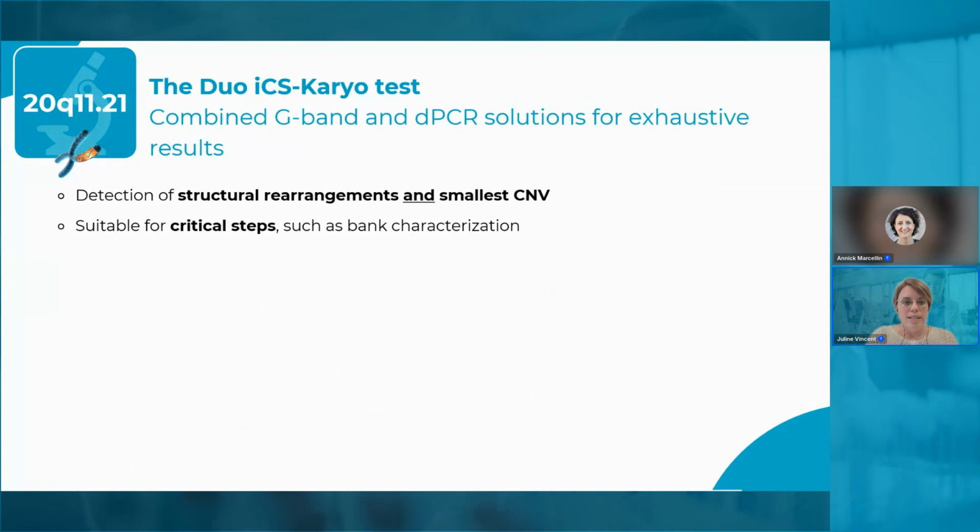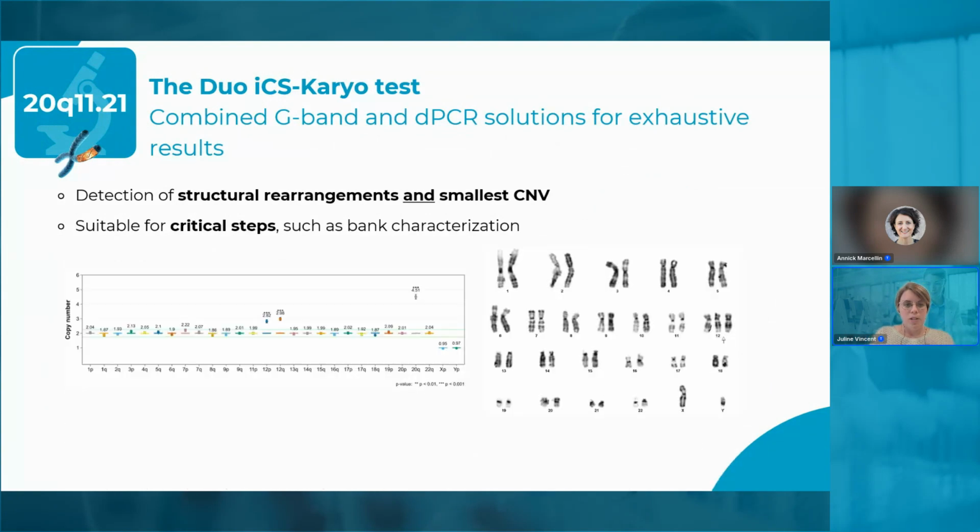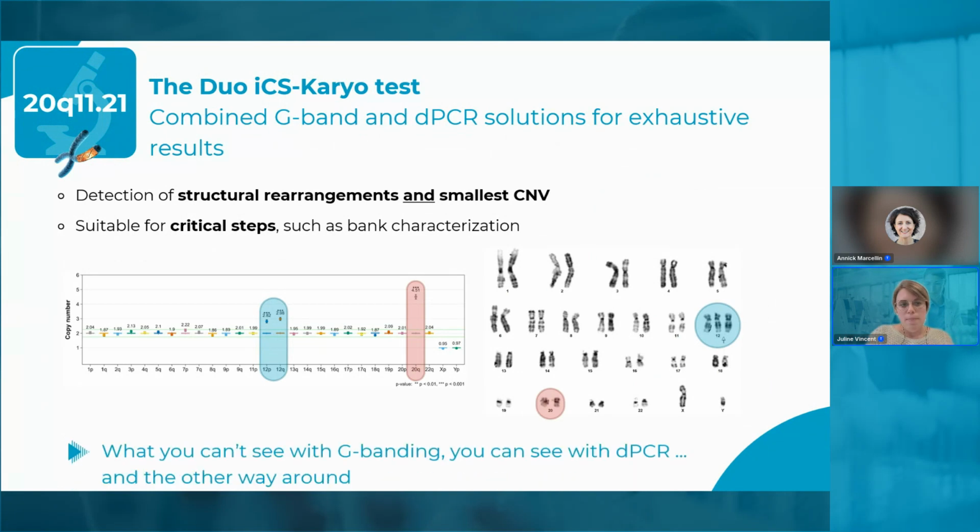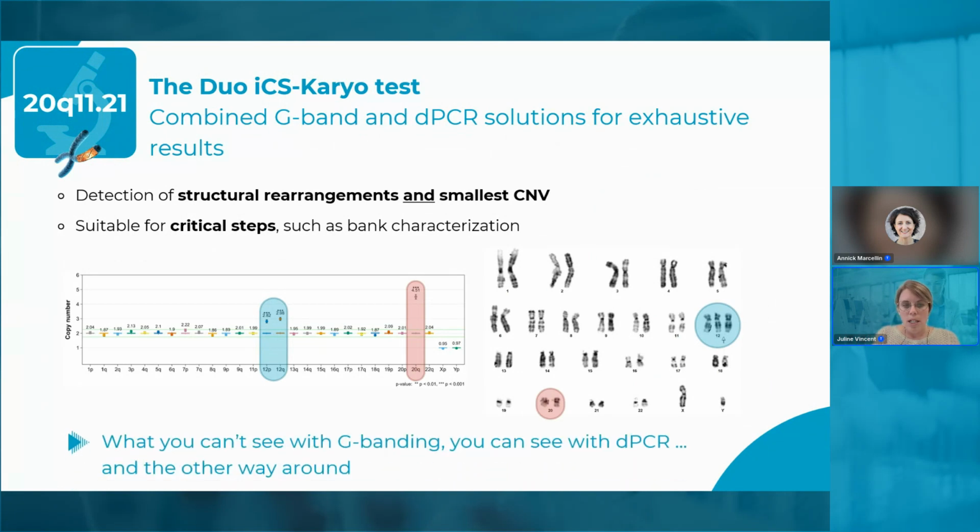Here is an example seen at STEM Genomics. A trisomy has been detected on the chromosome 12 by digital PCR and G-banding. However, only digital PCR detects the 20q abnormality, even though it is present at a very high frequency. So finally, G-banding and digital PCR complement each other very well.